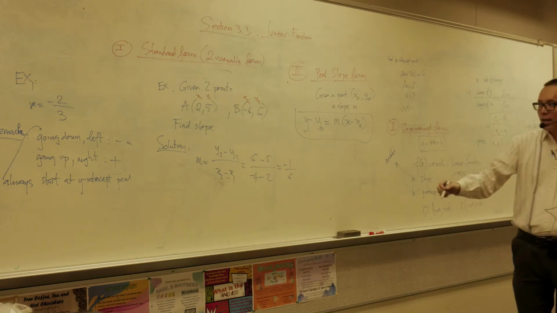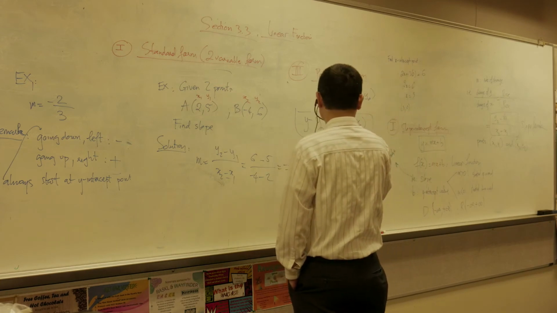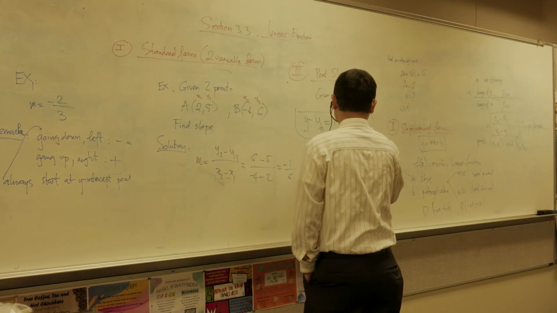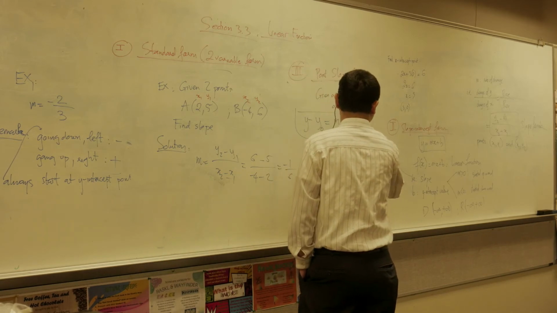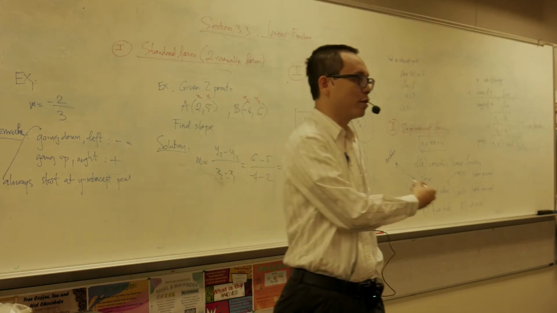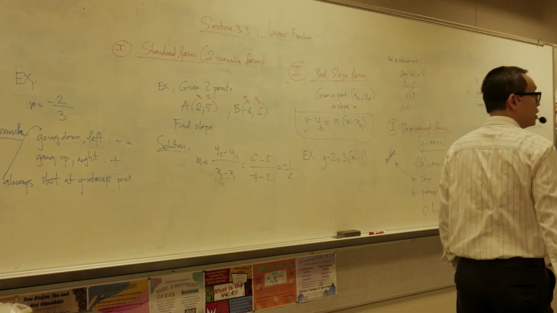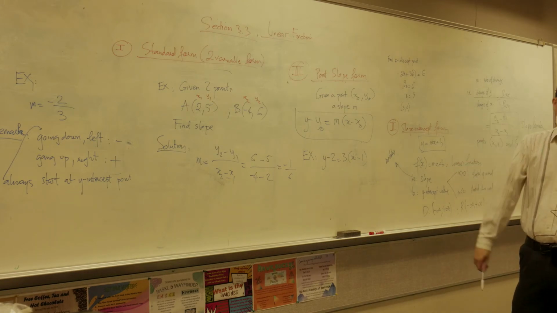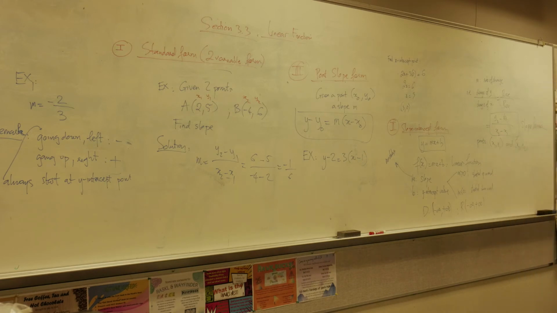Okay. So for example, I have an equation like this: y minus 2 equals 3 times x minus 1. And you look at that and you know right away this is a linear equation. A linear function. Or you look at a standard form, you know right away this is a linear function too. And all three of those forms are related to each other. Immediately we can convert from one form to another form.